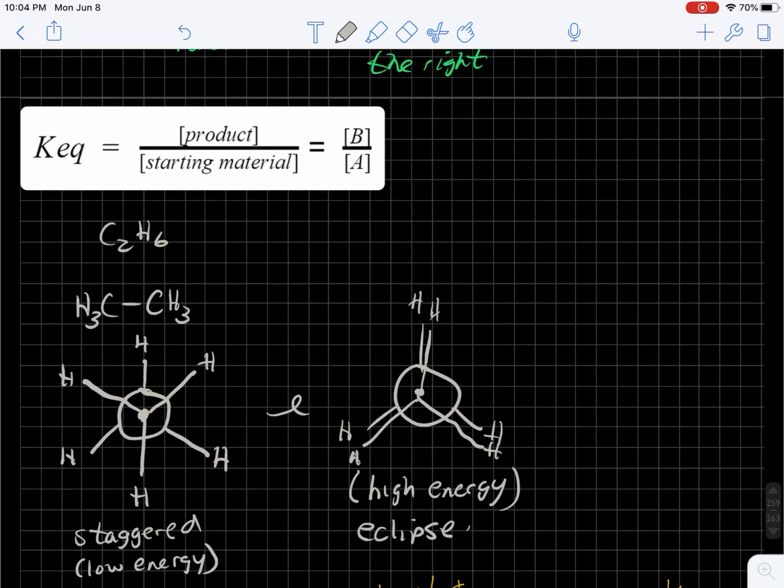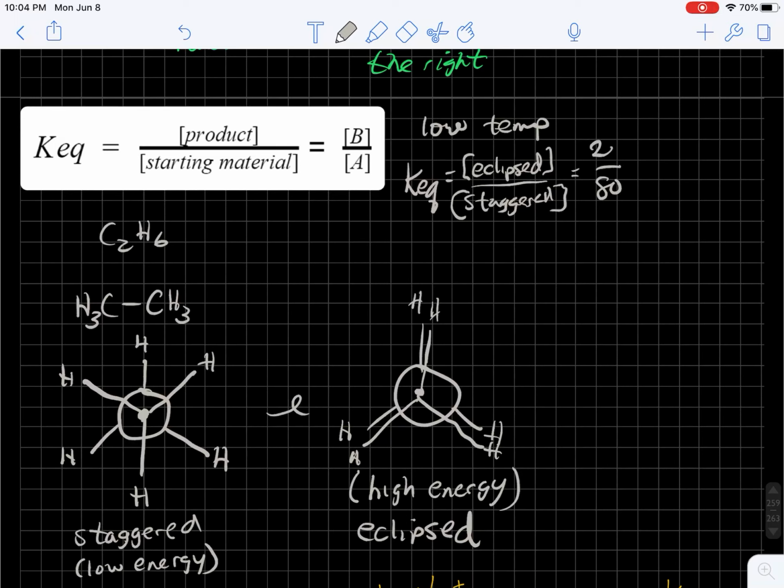So we have staggered and we have eclipsed. So maybe at low temperatures, we might wind up with a KEQ for staggered versus eclipsed. Again, it becomes eclipsed. Maybe at a lower temperature, 80% of the particles are in the staggered relationship and 20% of the particles are in the eclipsed relationship, and we would get a KEQ of 0.25.